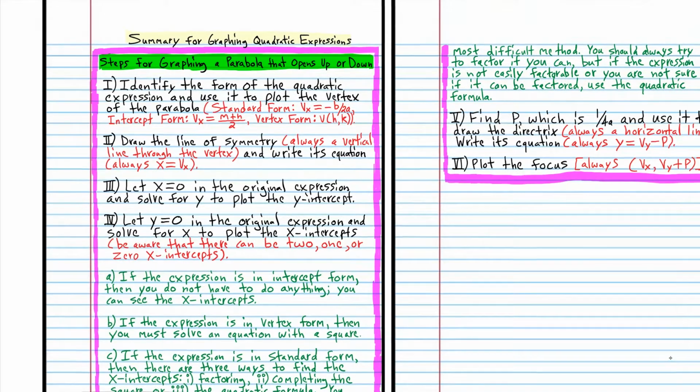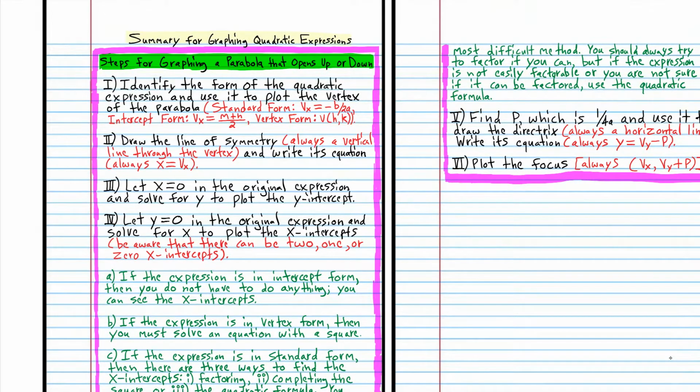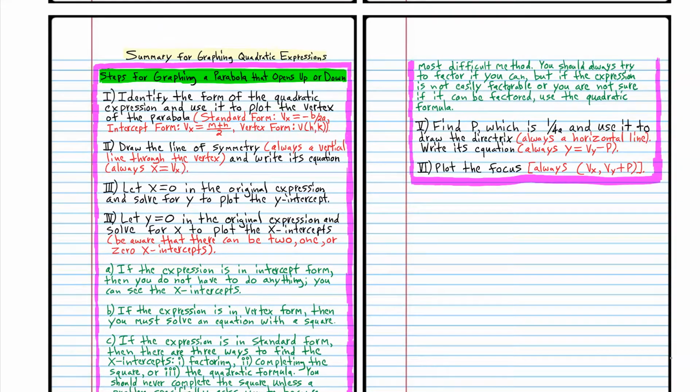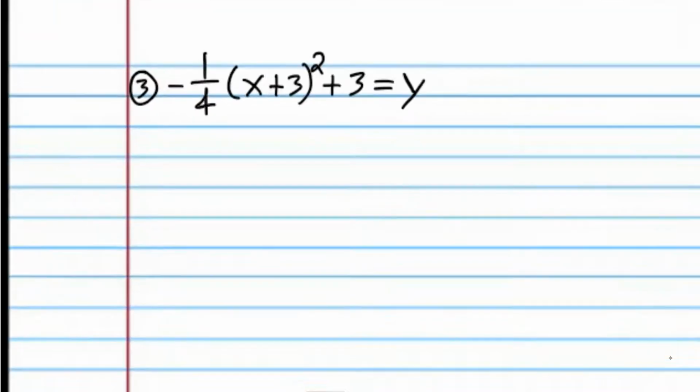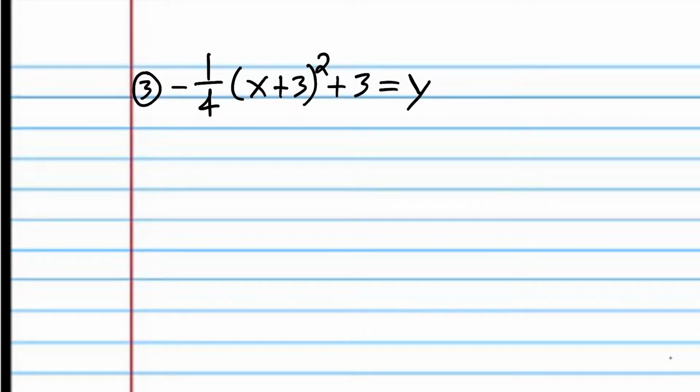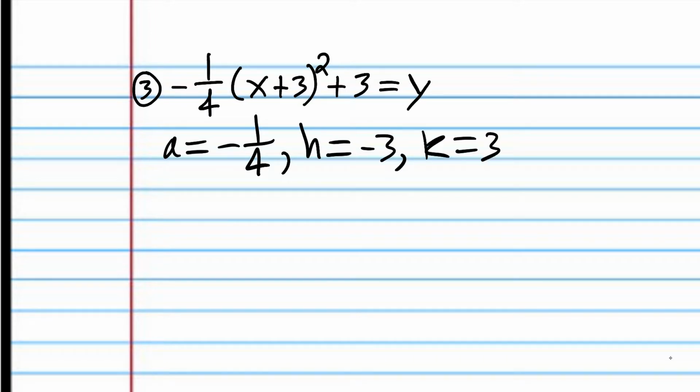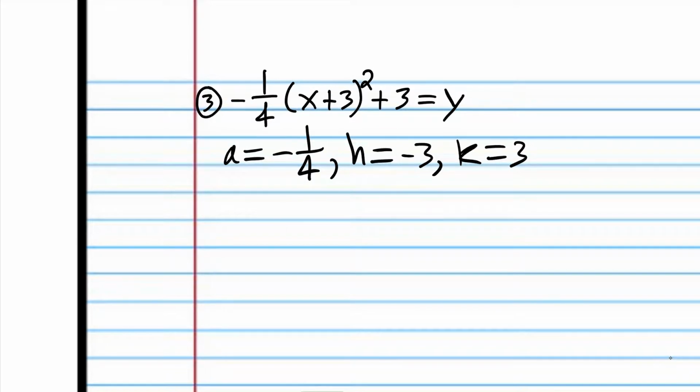So first step is to identify the form of the quadratic expression. That's over here. And in problem number 3, you can see that this is in vertex form. So we're going to label constants. A is -1/4, and H is -3, and K is +3. Remember, the sign changes here, but it does not change here.